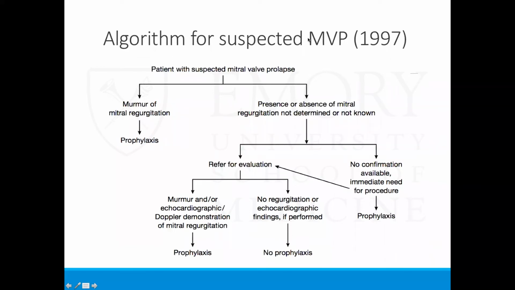And I thought this was a pretty interesting schematic. Now in the current guidelines, we don't recommend antibiotic prophylaxis for any mitral valve prolapse, that doesn't include the other categories right now. But back in 1997, if you thought someone had mitral valve prolapse, if you heard a murmur, then they had to get prophylaxis. If you weren't sure about the murmur, you would send them to get an echo. And then by Doppler measurements, if they did end up having mitral valve prolapse, you would go ahead and start prophylaxis.